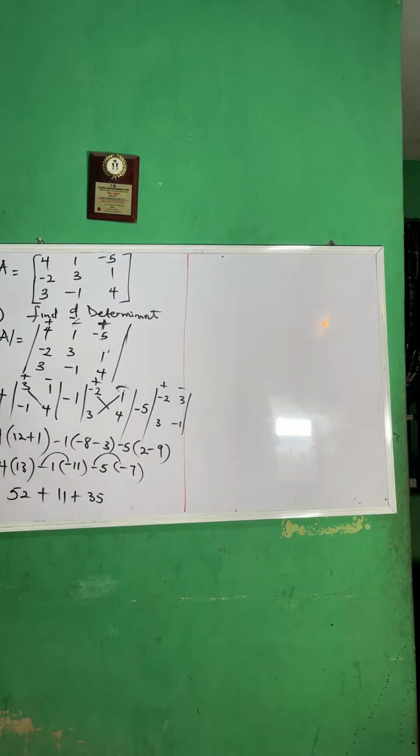So please, follow this, the inverse of 3 by 3 matrices. So now in this place we have 52 plus, the final answer for the determinant will now be 52 plus 11 plus 35. What am I going to get? I'm going to get 98.